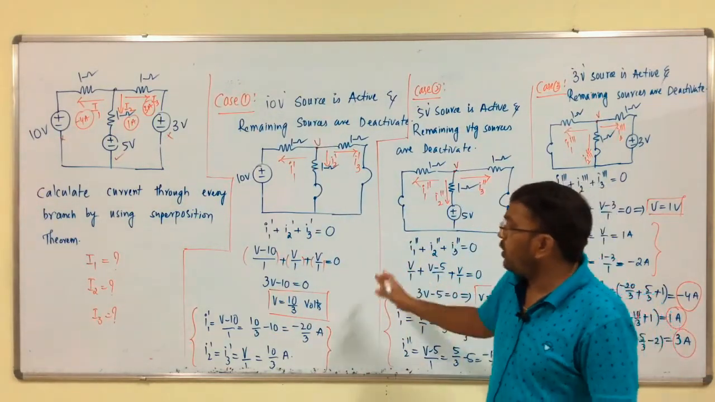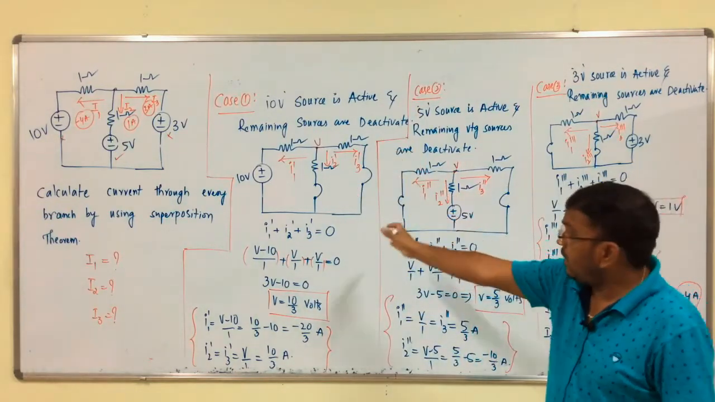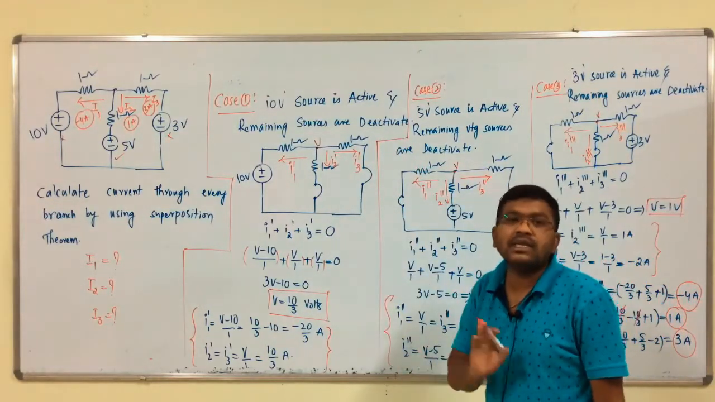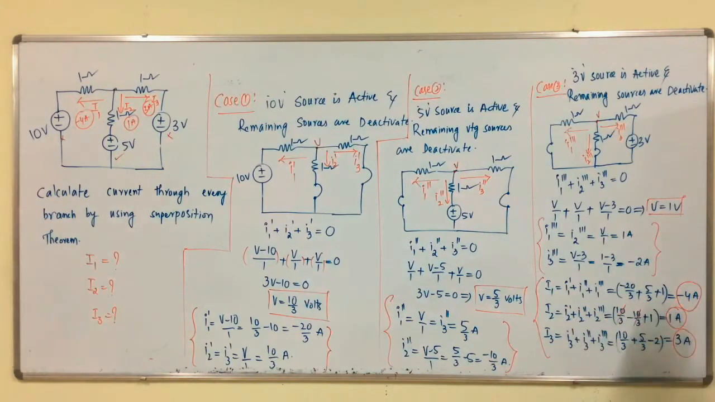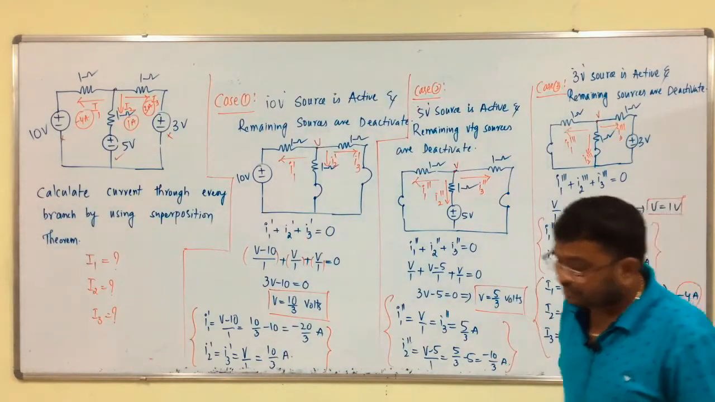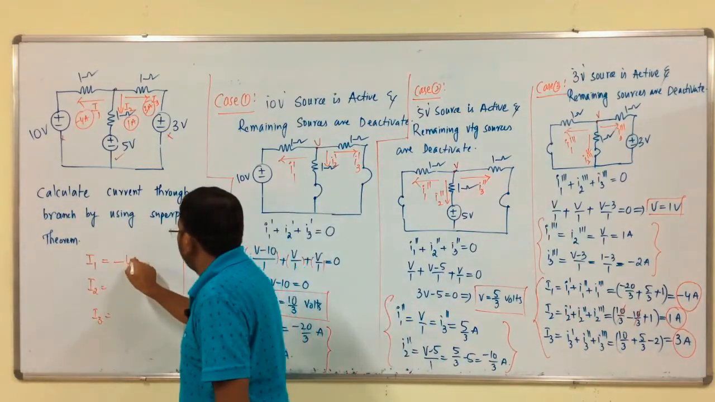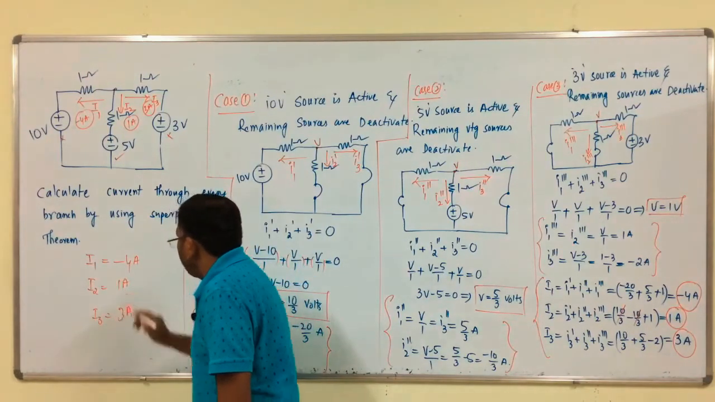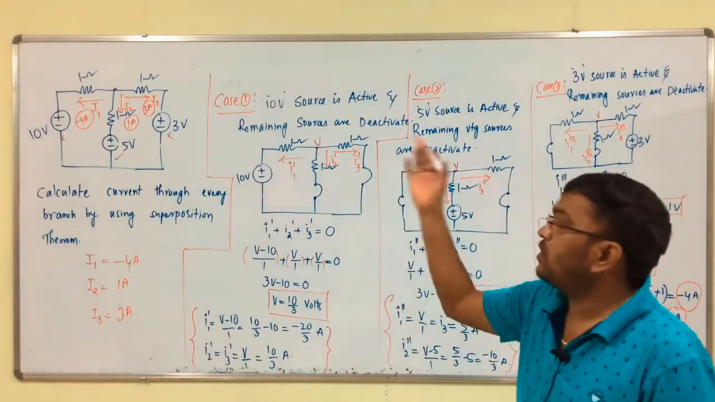For each and every case we are going to get different values of current. At last, see the main current directions and the current directions of the individual cases. If all are in the same current direction, add them, otherwise subtract them. Finally, based upon this we have to get this equation, that is -4, 1, 3. So, these are the obtained values of the different currents through any branch of the circuit.